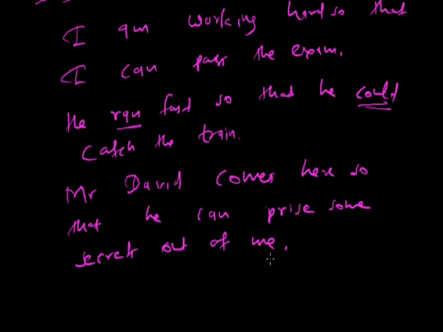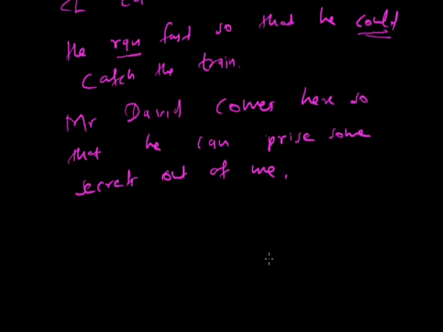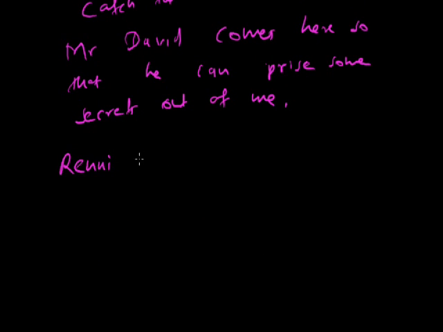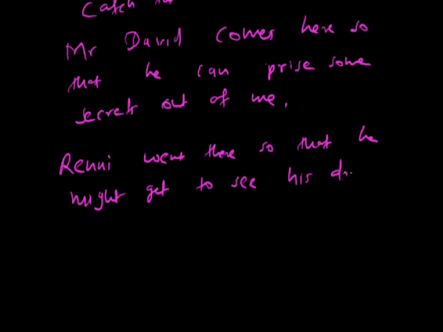Mr. David comes here so that he can pry some secrets out of me, means he can get some secrets out of me. Clear? Now, Rennie went there so that he might get to see his dream girl. Clear? So you understand there are two kinds of so that.